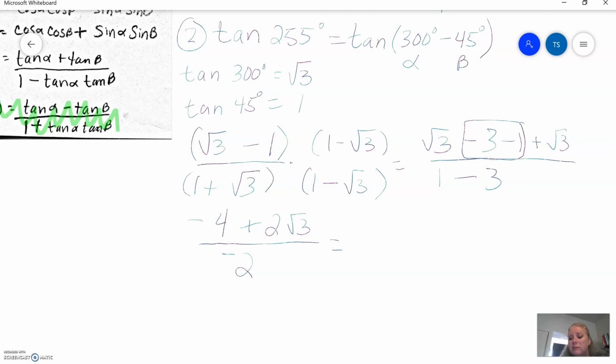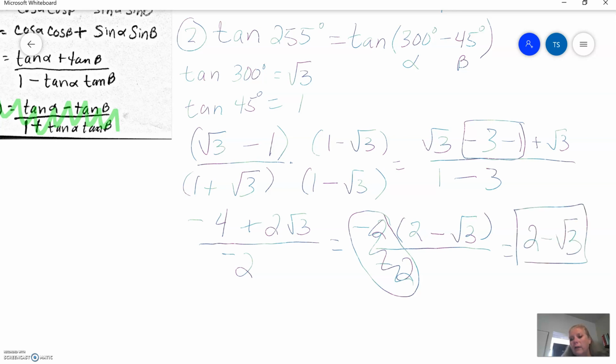I'm going to choose to factor this time. On the numerator, I'm going to factor a negative 2, okay? And that's going to leave me with positive 2 here minus radical 3. And then I'm going to divide that by negative 2. Now I've got these negative 2's on the outside right here. They will cancel. Bye-bye. And we've got 2 minus radical 3 for our final answer.